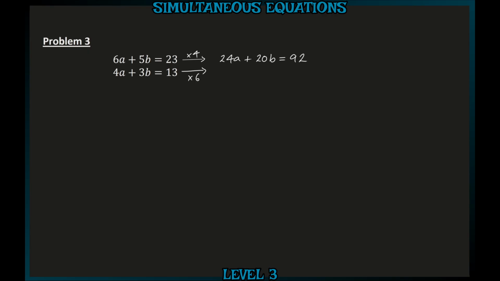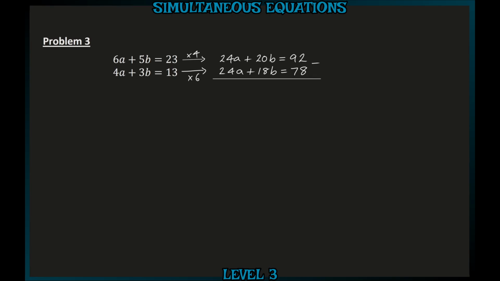Looking at the second equation, 4a multiplied by 6 is 24a, 3b multiplied by 6 gives us plus 18b, and 13 multiplied by 6 gives us 78. Now that we've done that, we can see that our a's match in the two equations, and so we can eliminate them. And since both of these are positive, we can eliminate them by subtracting them, because 24a minus 24a is going to give us 0.